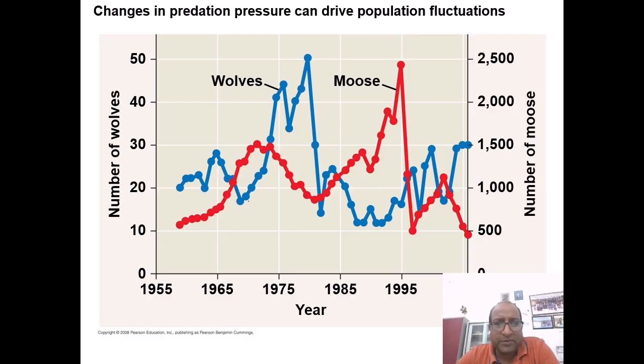What you find here is that by the end of 2000, the number of wolves is 30 and the number of moose is only 5. So it will again show an increase. The population will show a decrease, then it will show an increase. So it is a fluctuation.